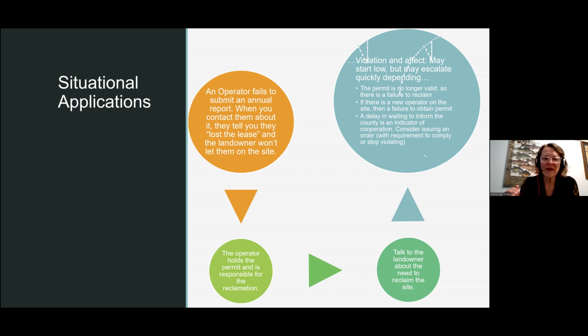This is one where you could start at that lower level and escalate as you need to. But this probably is going to be one where there's a lot of miscommunication happening, especially when you're talking about a site in which the operator doesn't own the property. The landowner did allow that operator on their property, and by not allowing them back to do reclamation, the landowner is becoming, in a sense, responsible for reclamation.